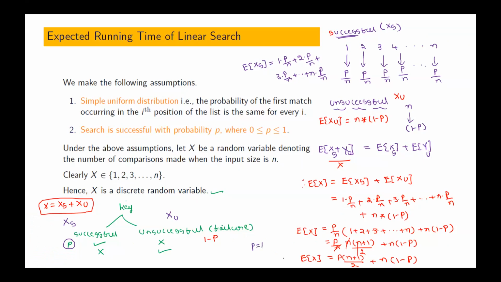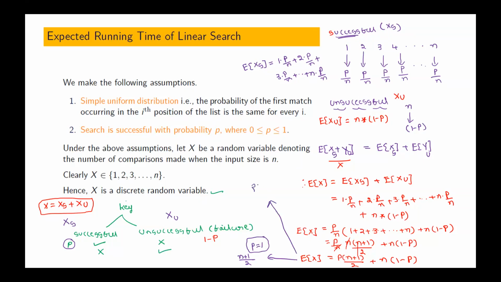If P equal to 1, what is the expectation of X value? n plus 1 by 2. That's what we derived yesterday, no? P equal to 1 means search is always successful, no? With this assumption, we showed that it is n plus 1 by 2. Is that correct? Okay.